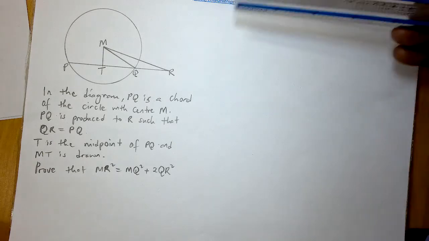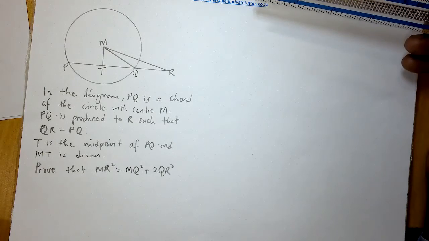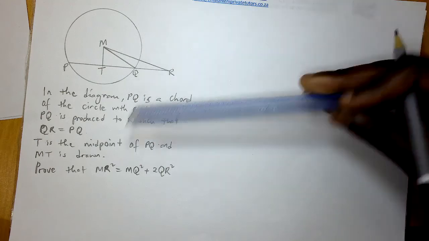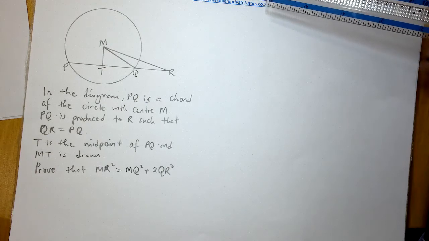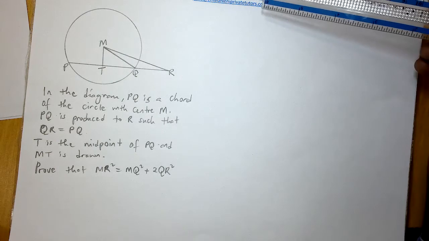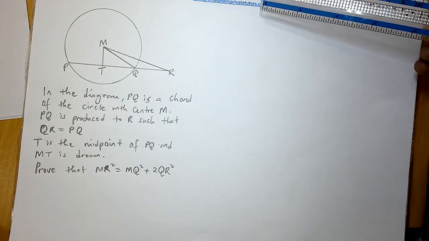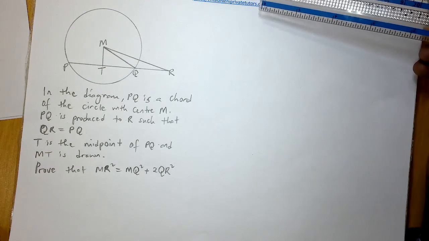It reads, in the diagram, PQ is a chord of a circle with center M. PQ is produced to R such that QR is equal to PQ. T is the midpoint of PQ and MT is drawn. Prove that MR squared is equal to MQ squared plus 2QR squared.